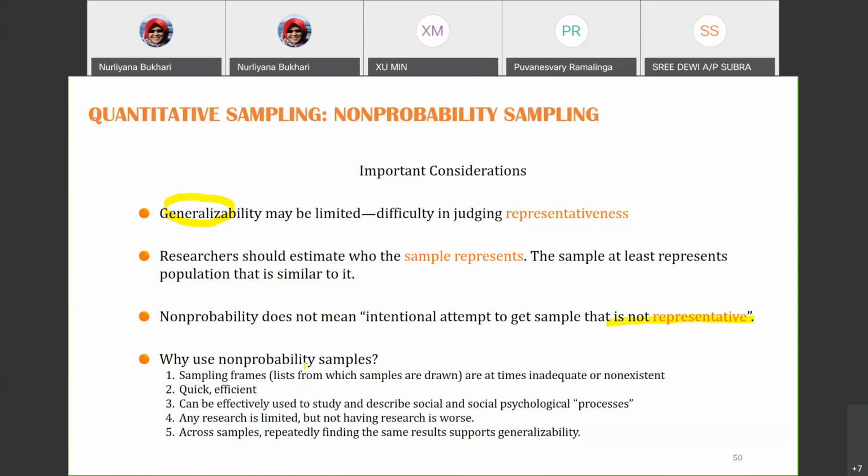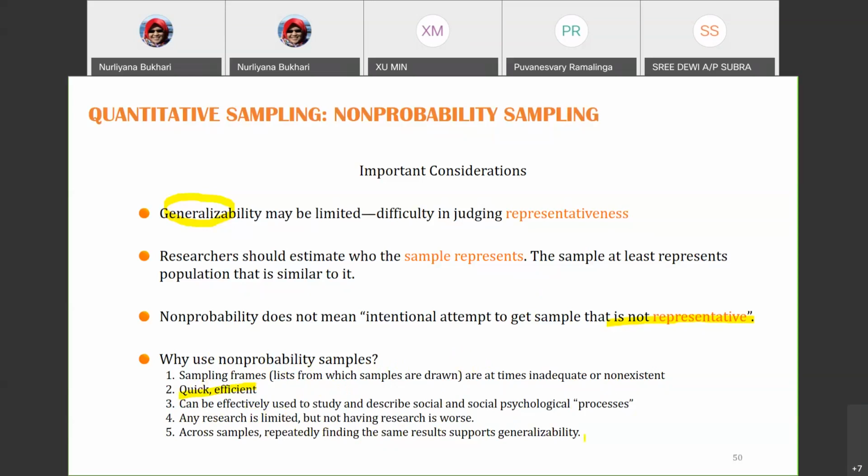Why you want to use non-probability sampling instead of probability is because of the sampling frames. It's easy, efficient, practical. Any research is limited, but not having research is worse. That's a sad fact, but it's real.